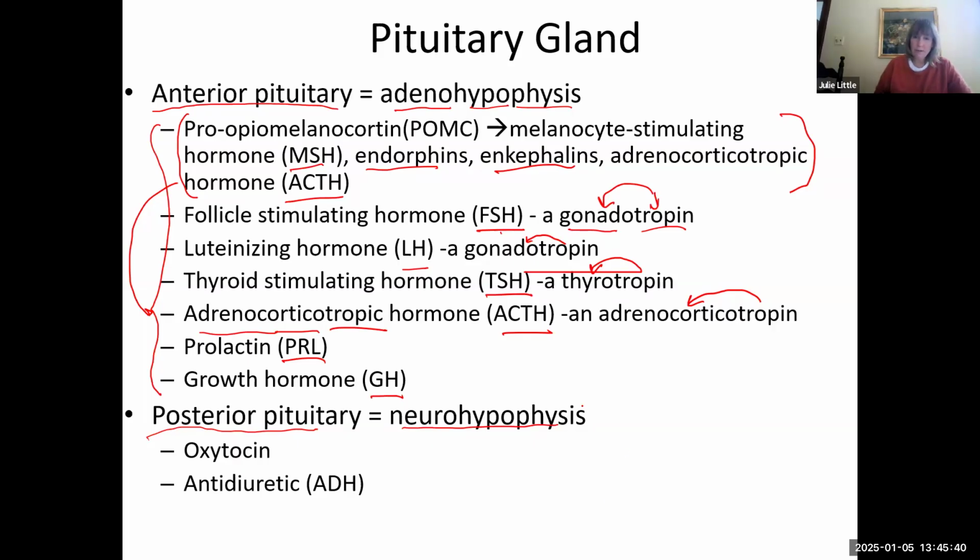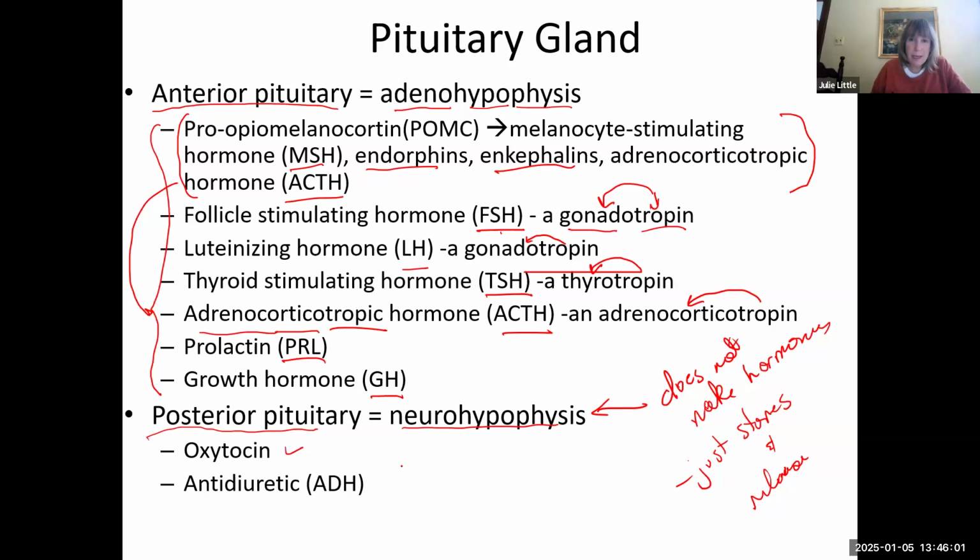And the neurohypophysis does not make hormones. It just stores and releases them. It is going to store and release oxytocin, which is made in the hypothalamus, and antidiuretic hormone. Oxytocin very specifically is made in the paraventricular nucleus.